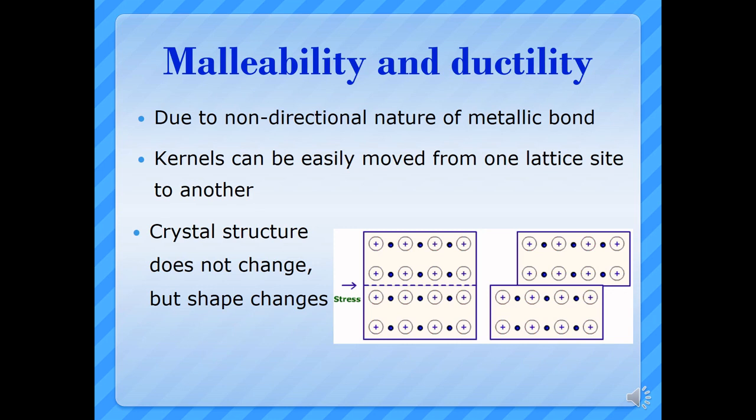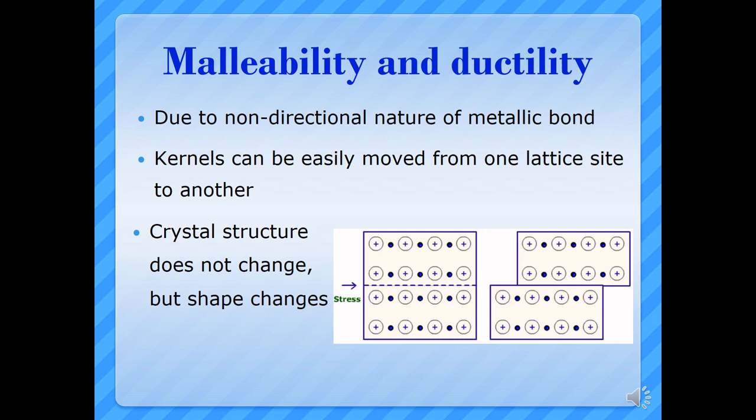Suppose this is a metallic lattice or a piece of metal block. This metal block has positively charged kernels and also negatively charged electrons, right? Suppose you are applying a stress here, meaning you are striking this metal piece with a hammer or something on this part. That means the metal is undergoing some kind of stress.